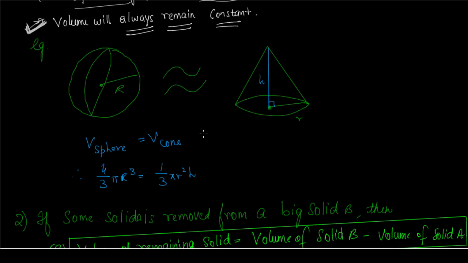You can get any other case. You can get cube to cuboid, you can get cube to sphere, you can get cube to cone. Cube to cone is usually not given. Cube to sphere, cylinder to sphere. So like this you can begin, right? So I hope that's clear. So basically the volume will remain constant. This is the consistency of volume which is the important part which you need to remember, right?